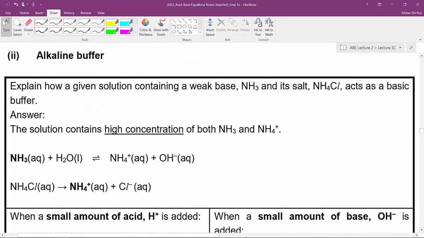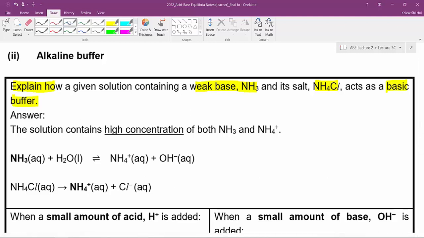Next, we'll move on to the alkaline buffer. Explain how a given solution of a weak base and the salt NH4Cl acts as a basic buffer. So over here, this is the weak base, this is the weak acid. Again, in your answering format, you need to mention the high concentration of NH3 and NH4+, showing the dissociation of NH3 to form NH4+ and OH-, showing the complete dissociation of the salt to form NH4+.